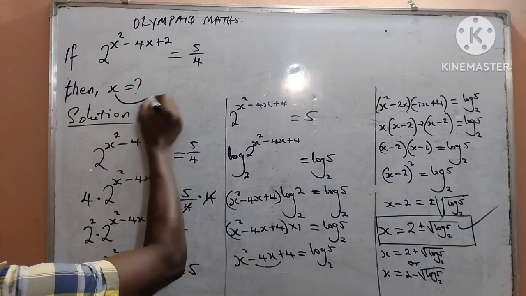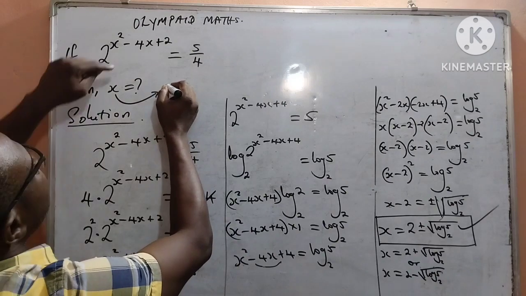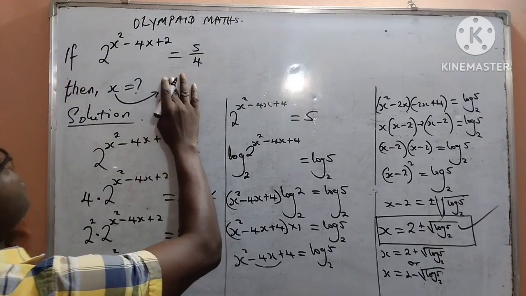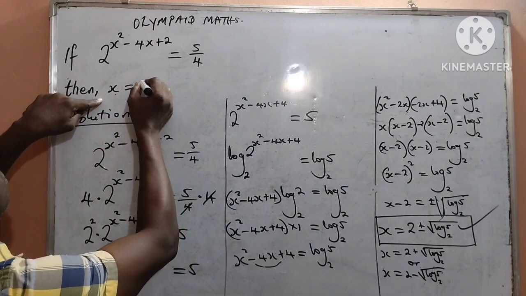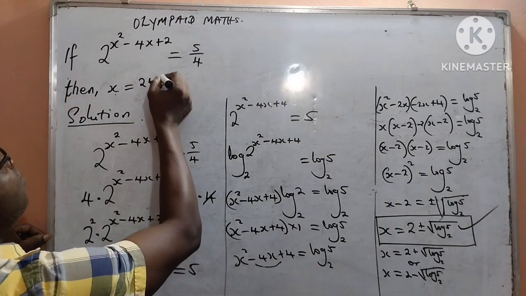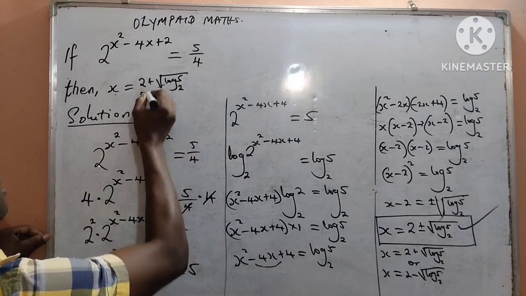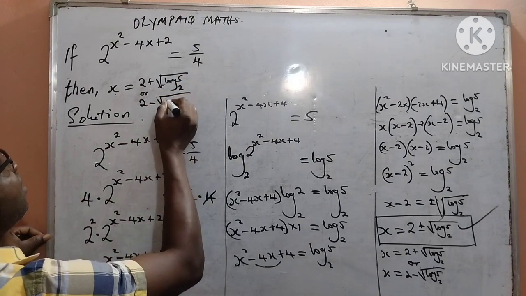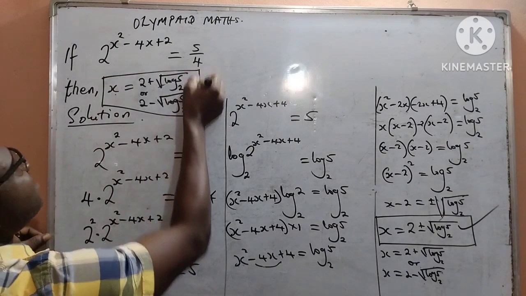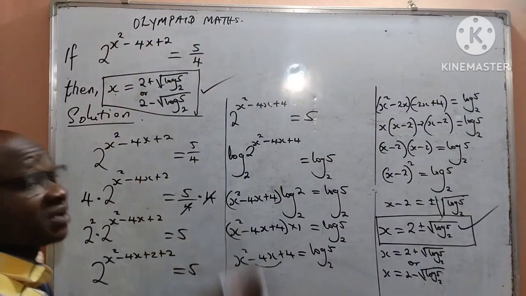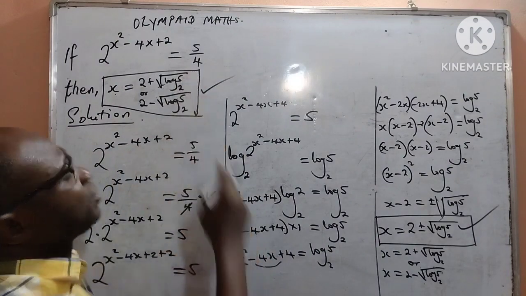In conclusion, the value of x which we are solving for is written as equal to, okay, let me remove this. Therefore, x is equal to 2 plus the square root of the logarithm of 5 base 2, or 2 minus the square root of log of 5 base 2. These are the two answers for the value of x, and you can see that x is actually raised to the power 2, which is quadratic, meaning that the answers are meant to be 2.